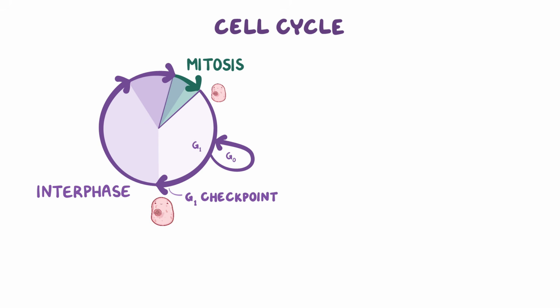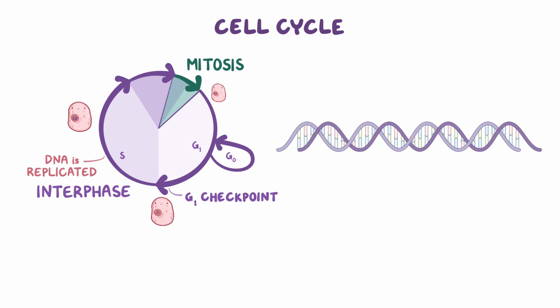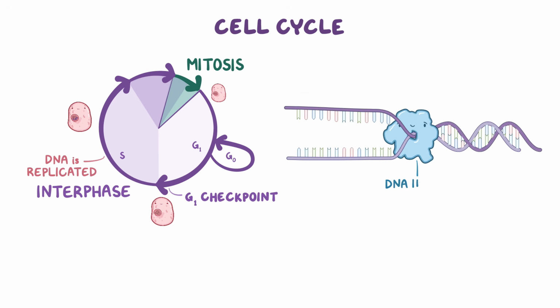Now, if the cell does get the go-ahead at the G1 checkpoint, it enters the S phase, during which DNA is replicated. Alright, so during DNA replication, we unzip the double helix with the enzyme DNA helicase, and this creates a replication fork, with the two prongs of the fork being the two strands that are separated from one another. Now, as DNA helicase does its thing, the segments of DNA ahead of it start to overwind, meaning the double helix becomes more tightly wound. Overwinding of the DNA can slow down replication, so the enzyme DNA topoisomerase works ahead of DNA helicase to loosen up the tight DNA coils.